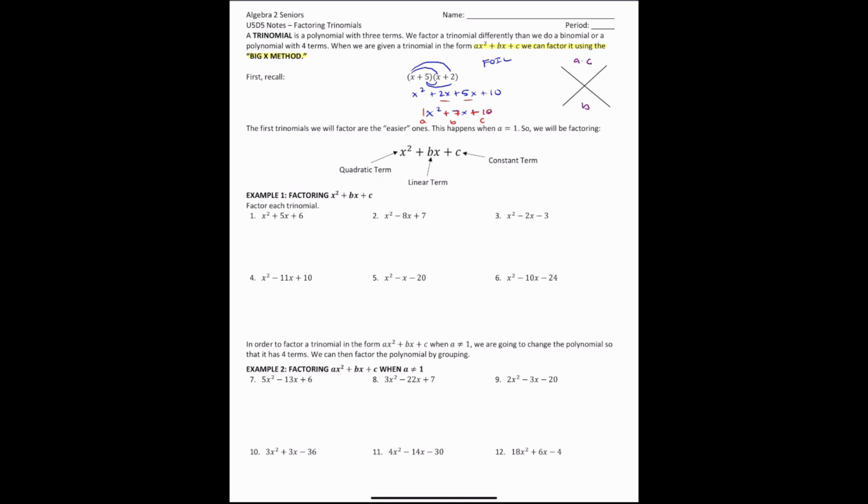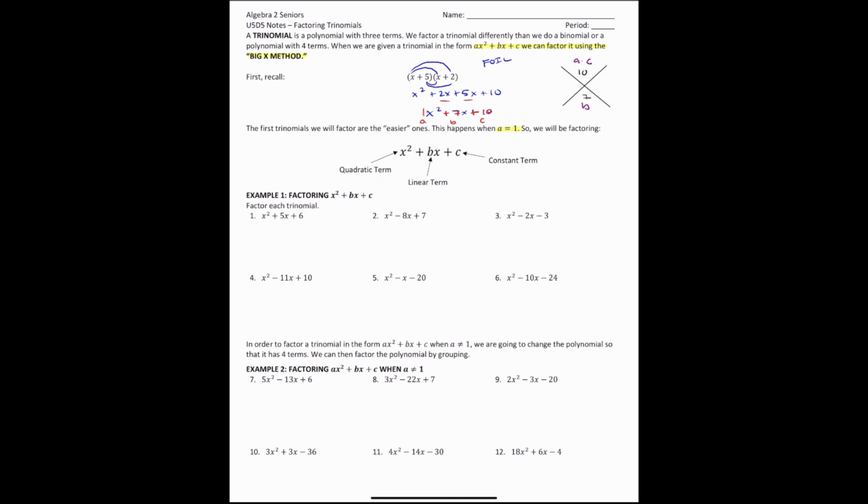The first trinomials we will factor are the easier ones. This happens when A is equal to 1. In this case, yes, our trinomial has an A value of 1. So we're going to factor this, again, by using the X method. We multiply the A and the C coefficients together, which in this case is 1 times 10. So 1 times 10 is 10. And then the B value is 7.